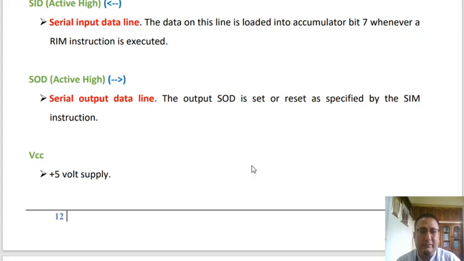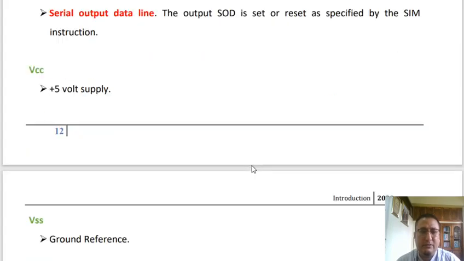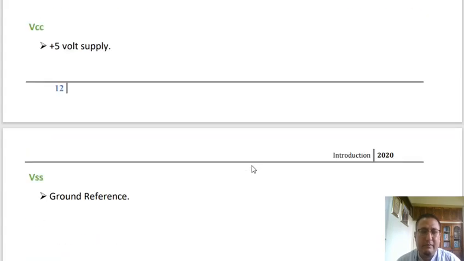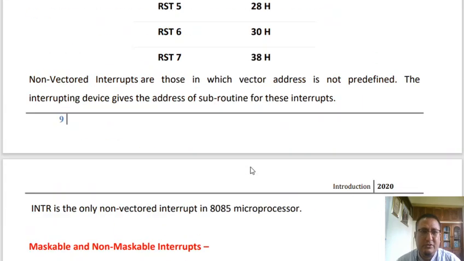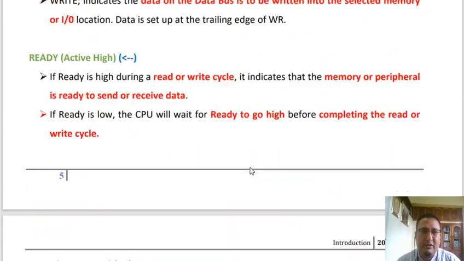Then we have VCC, which requires plus 5 volts. And we have VSS, the ground reference. So these are the descriptions of the various pins that the 8085 microprocessor has.